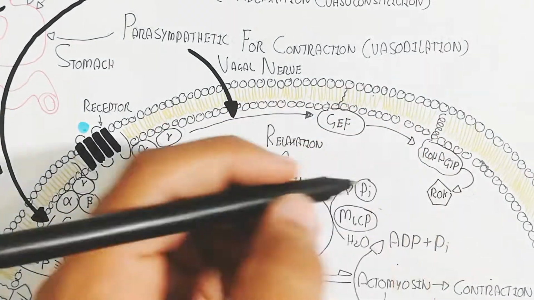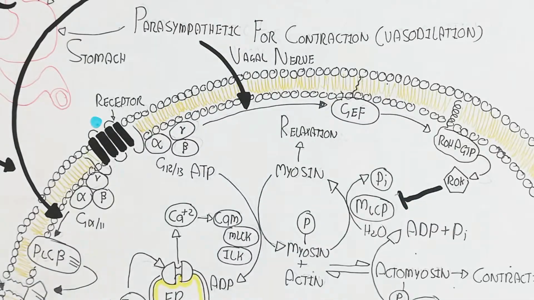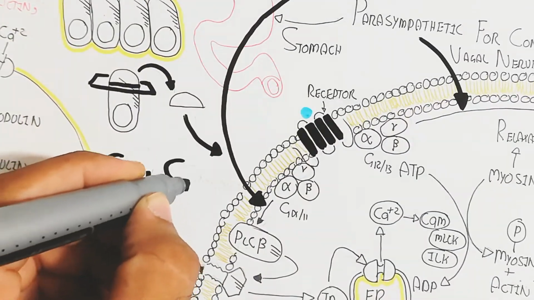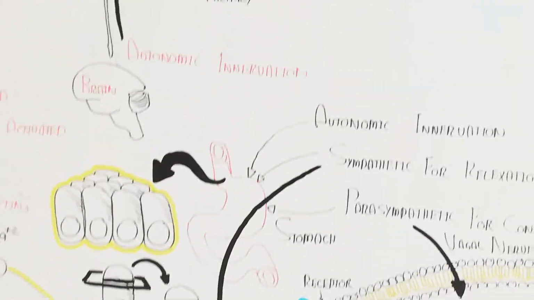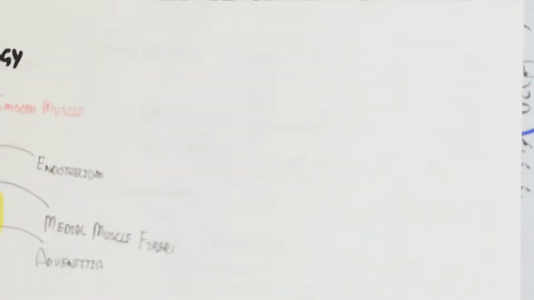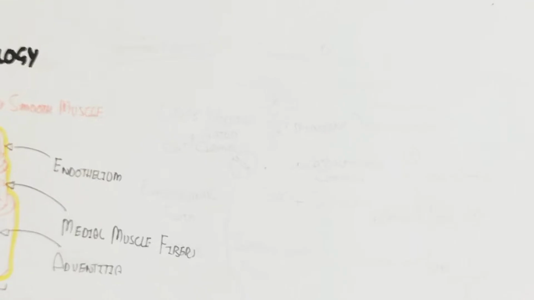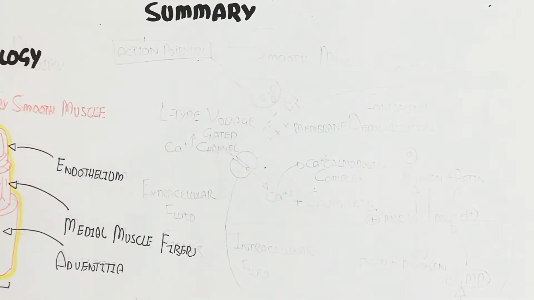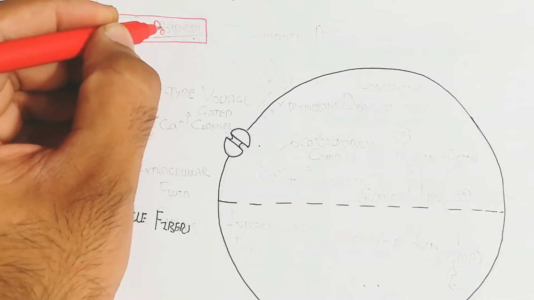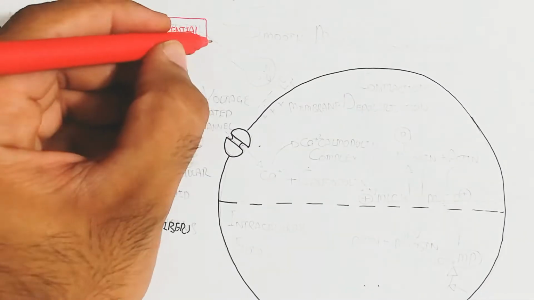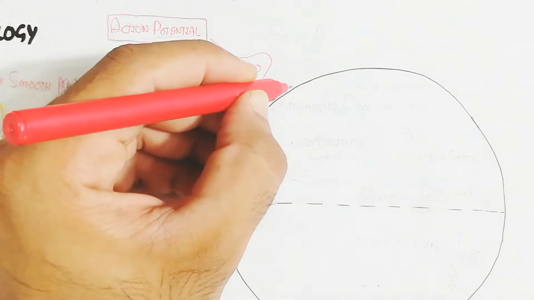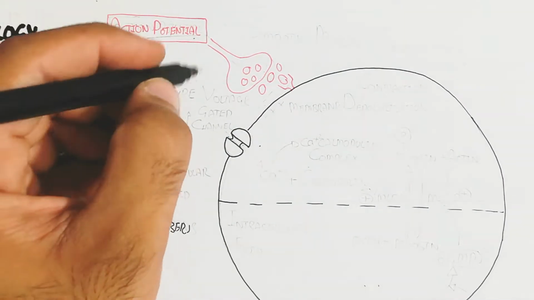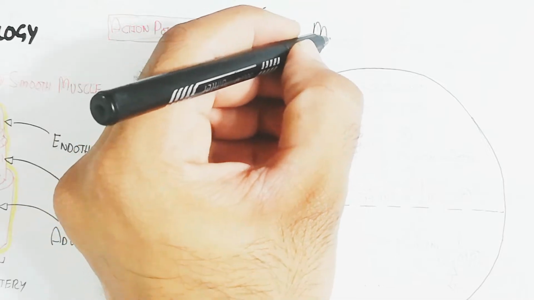But in this way you can see the GEF and Rho GTP will trigger ROCK to inhibit the myosin light chain phosphatase enzyme. In this way the contraction will continue, for the parasympathetic nervous system, which is more about digestion.